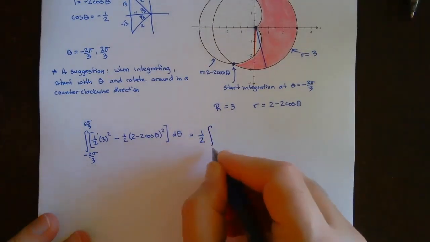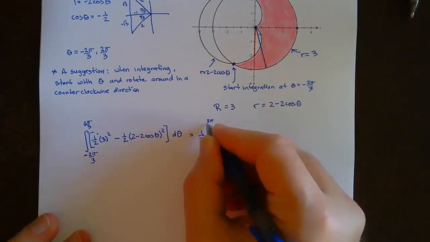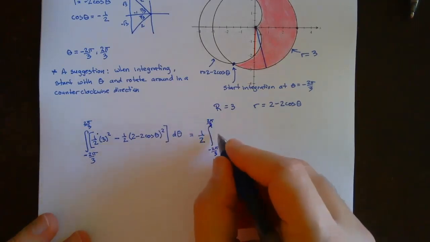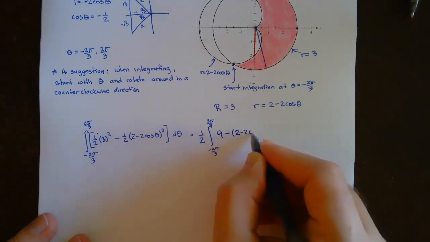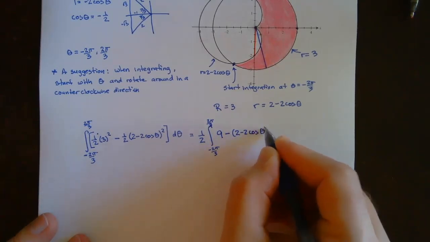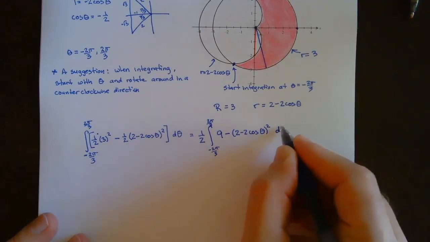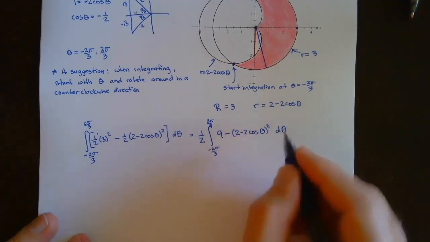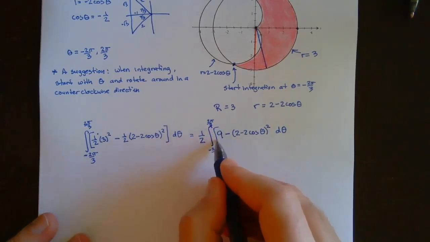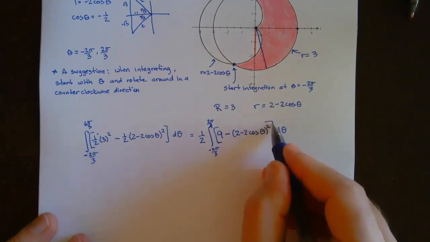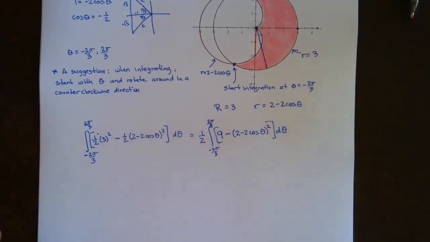1/2 times the integral from negative 2 pi over 3 to 2 pi over 3 of 3 squared, which would be 9. We can clean this up a little bit: 9 minus (2 minus 2 cosine theta) squared, d theta. Anything between this and d theta is what you're integrating, so you wouldn't have to put the bracket here. I like it, but that's just me.